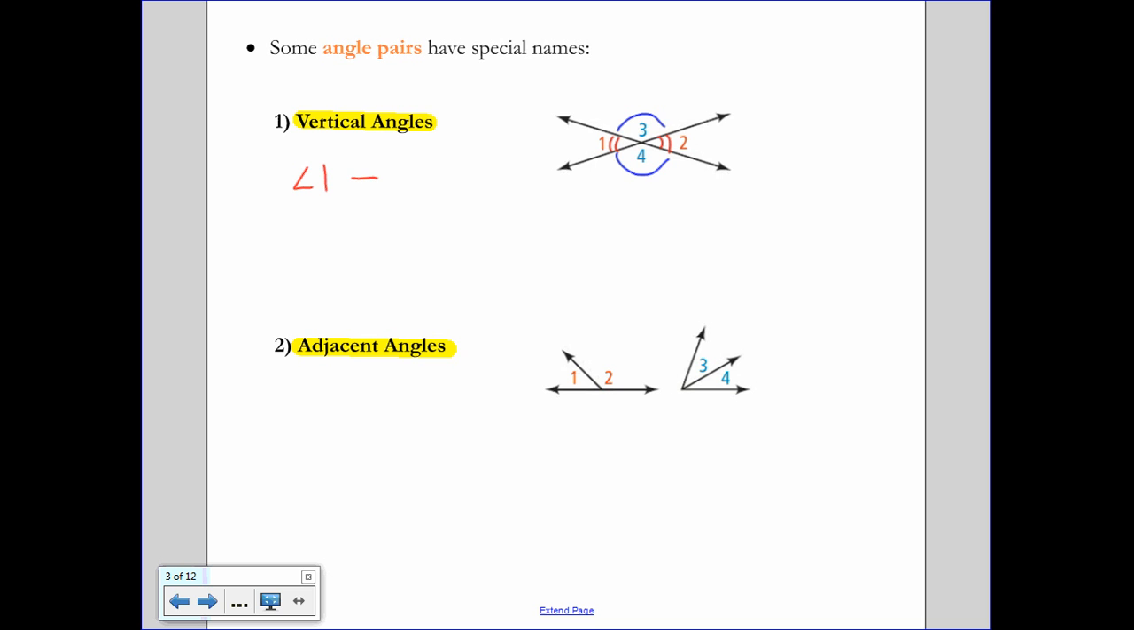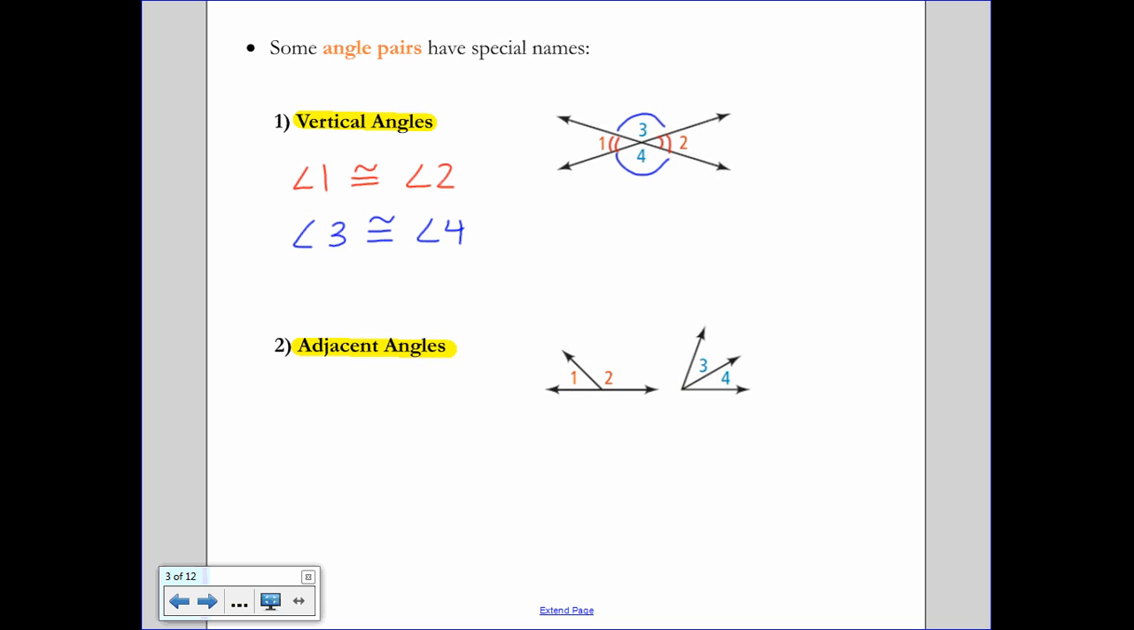So angle 1 in this picture is congruent to angle 2. They have the same degree measurement, whatever measurement that is. That should be pretty obvious to the eye just from looking at the picture. And then, of course, angle 3 is congruent to angle 4. So that's what's special about vertical angles. Vertical angles are congruent. The next picture shows something called adjacent angles.